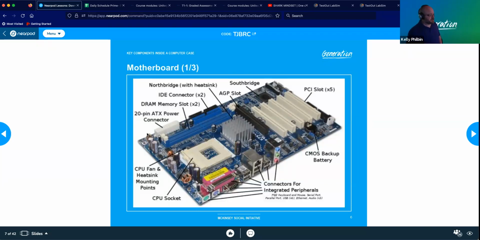Beyond that, we have this big connector over here that has really fat pin ports on it. This is our P1, or power 1, our primary power supply connector. It generally comes in a 20+4 configuration, so 20 pins plus 4. That is our P1 power supply.